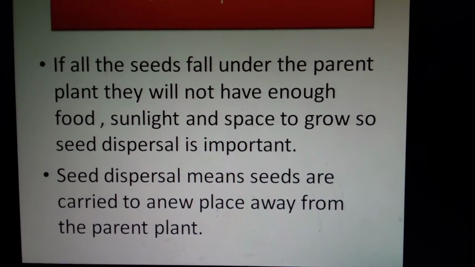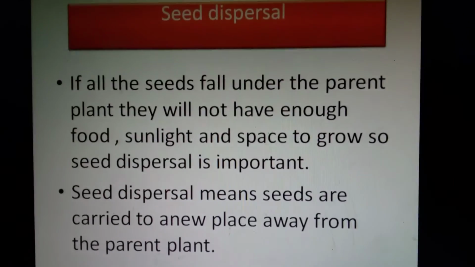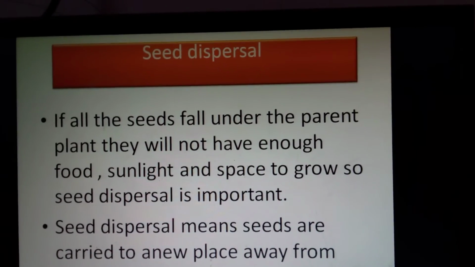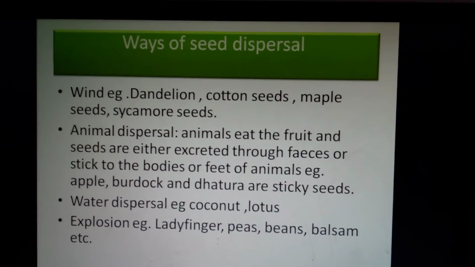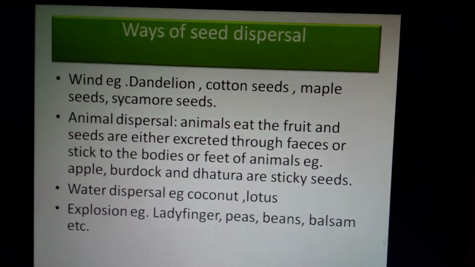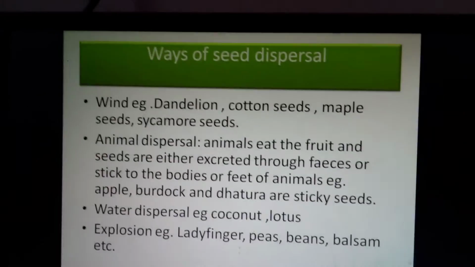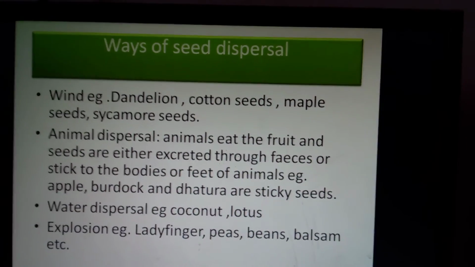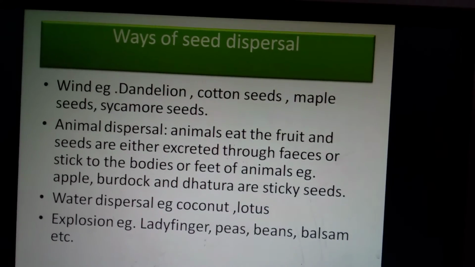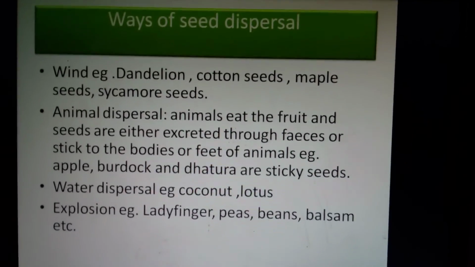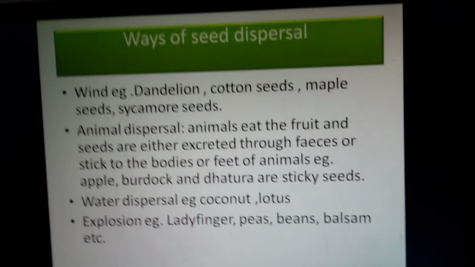Seed dispersal means seeds are carried to a new place away from their parent plant. Ways of seed dispersal: wind, example dandelion, cotton seeds, maple seeds, sycamore seeds. Animal dispersal: animals eat the fruit and seeds are either excreted through their feces or stick to the bodies or feet of animals. Example: apple, burdock, dhatura, and sticky seeds. Water dispersal: example lotus and coconut.